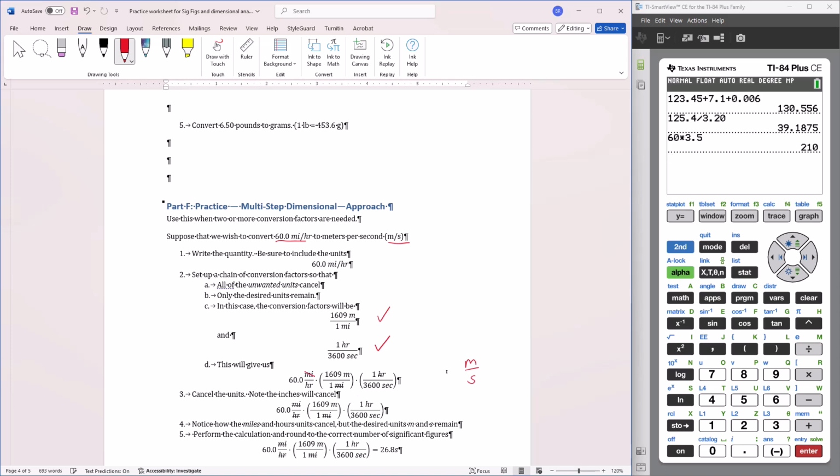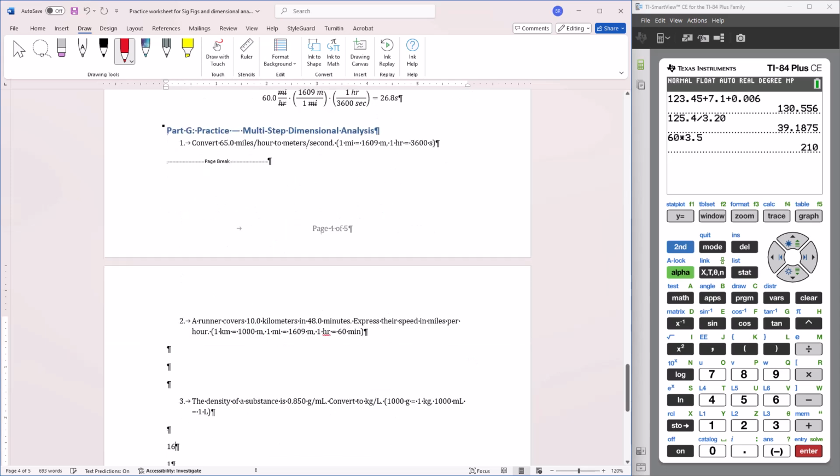If I do, then these will cancel. Notice here I have hours in the denominator. I want hours over here in the numerator. Then they will cancel. And of course, I also need to include 3,600 so that I'm actually multiplying by 1. So when I do all that, I have the units that I want, meters per second, just like what you have here. Now, when you knock that out in your calculator, that is going to be 60.